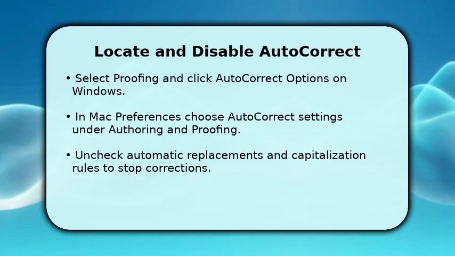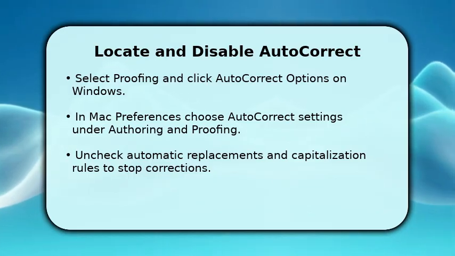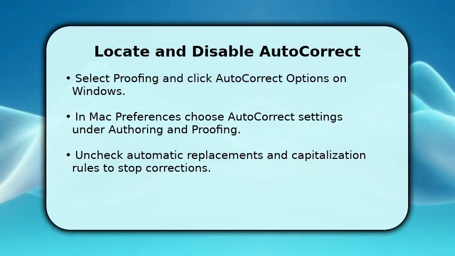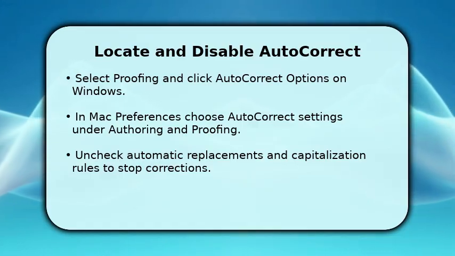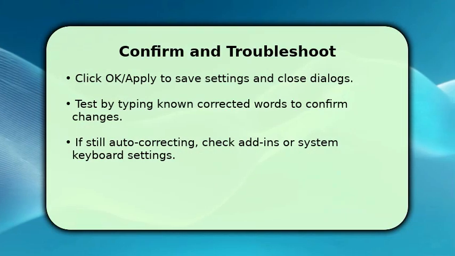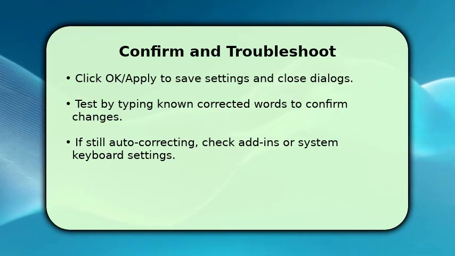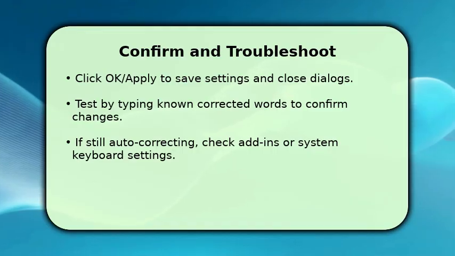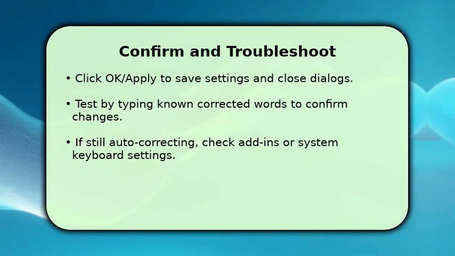Make sure to apply or OK the dialog to save changes. Otherwise, PowerPoint will continue to auto-modify your typing. Finish by clicking OK or Apply so your changes persist across presentations. Then test in a slide. Type a word that previously auto-changed to confirm the behavior stopped.